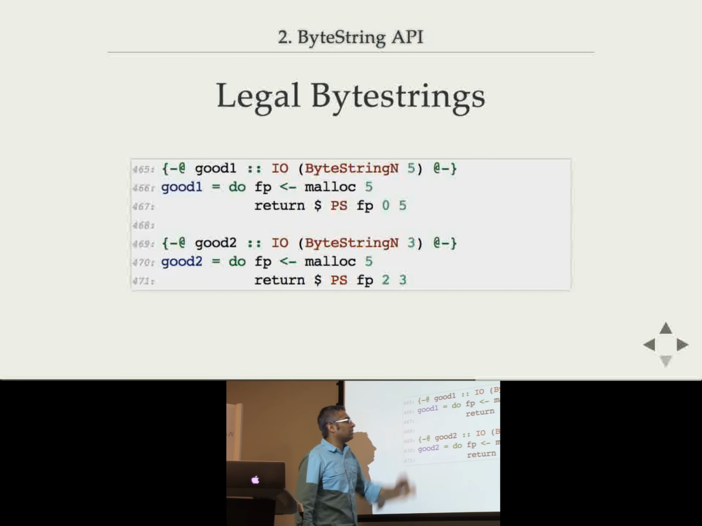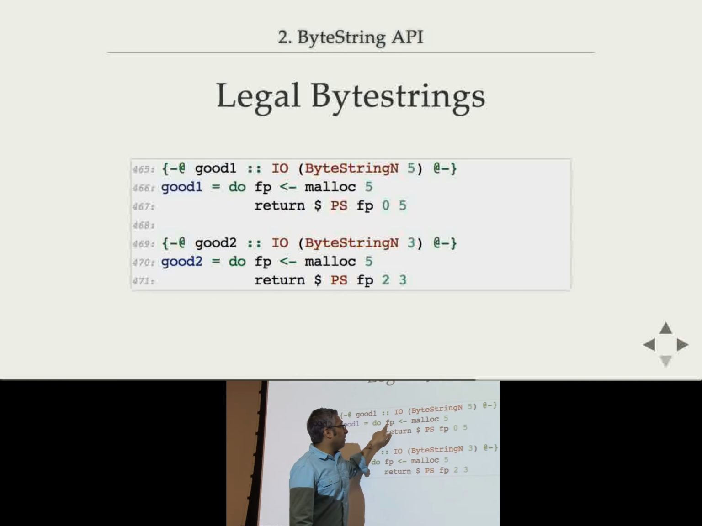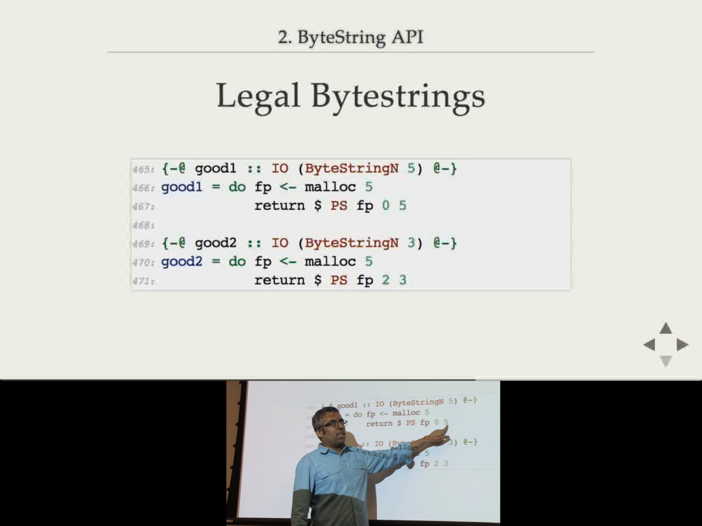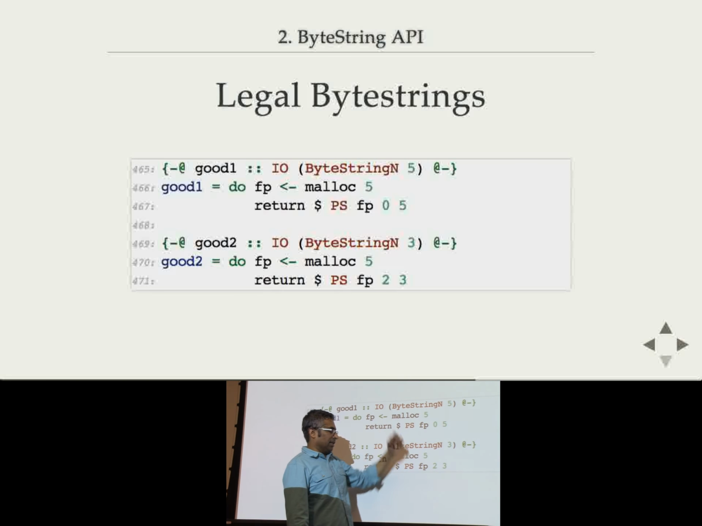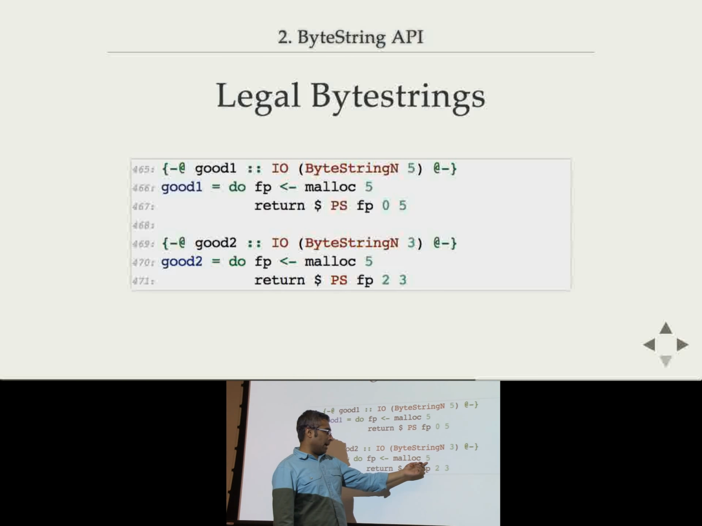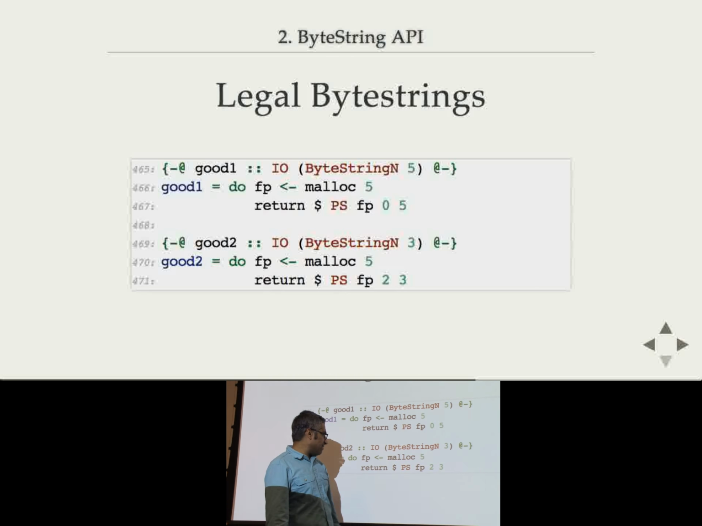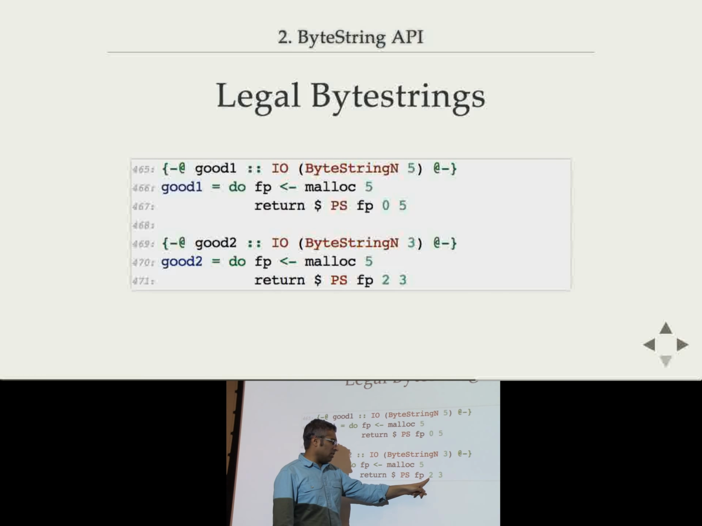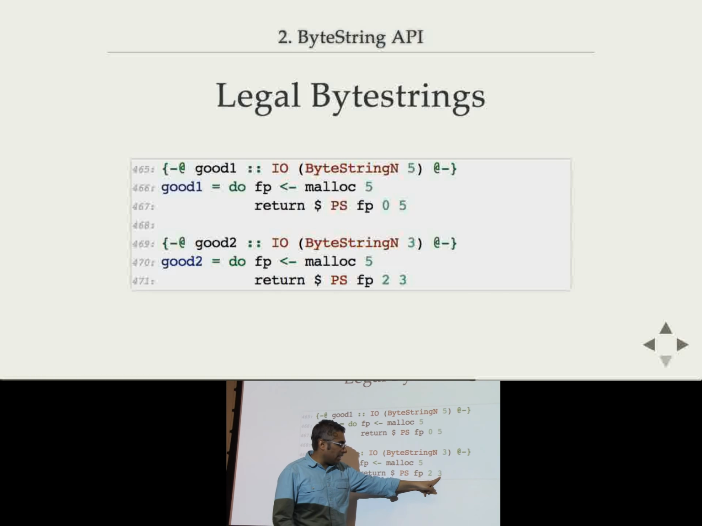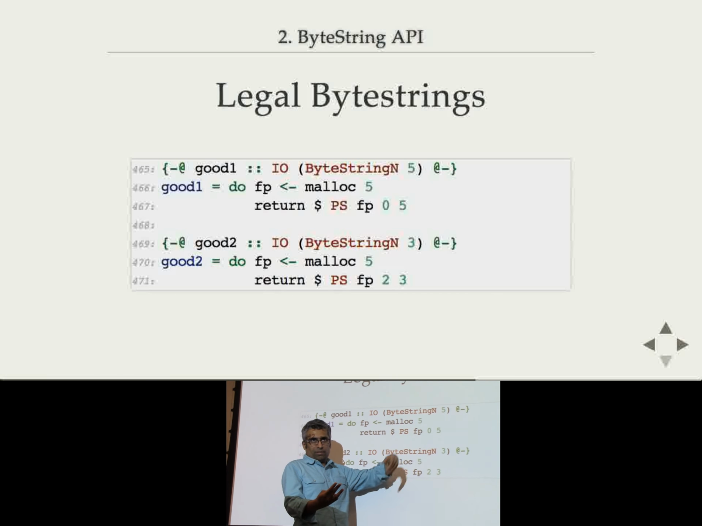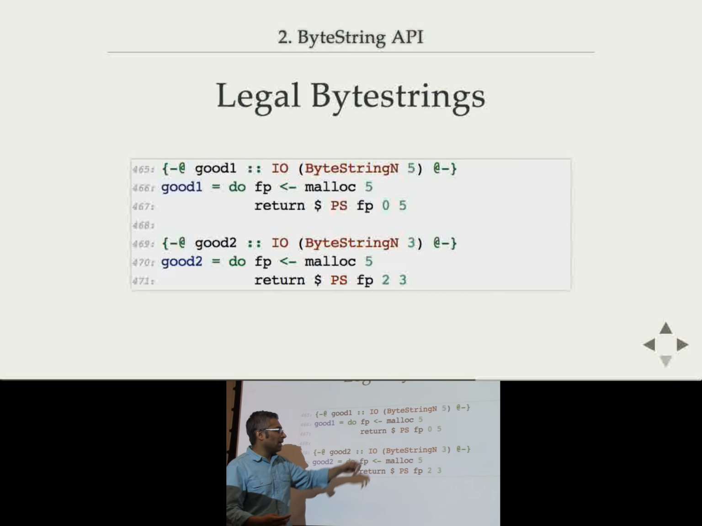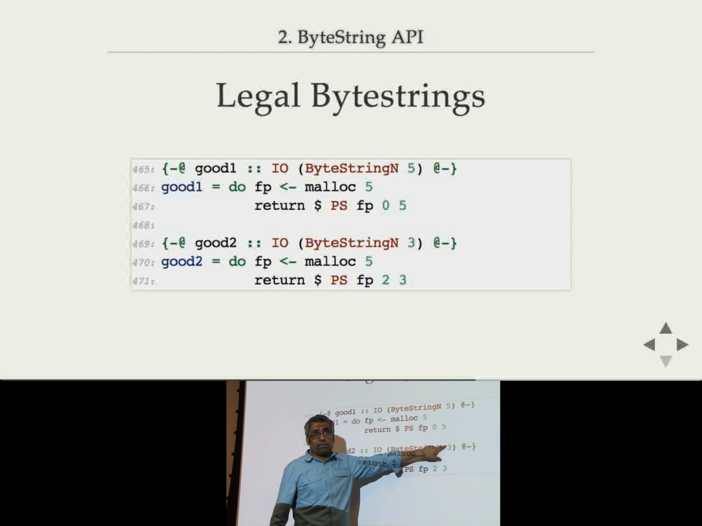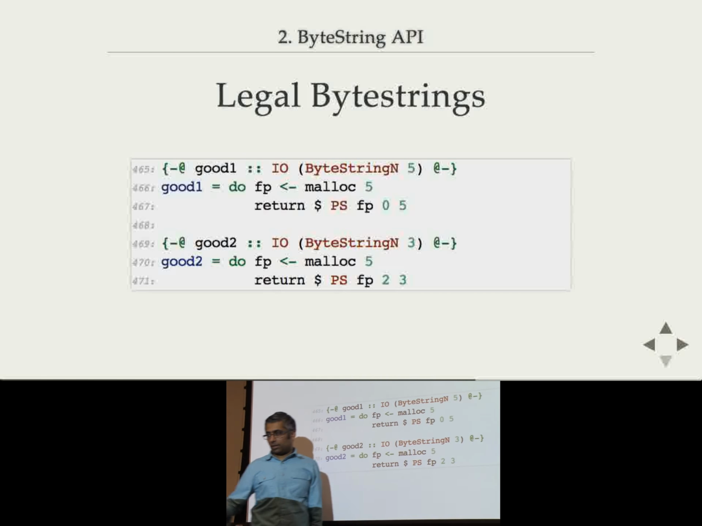Here's a good byte string. I do a malloc of 5, and then I create a byte string with that pointer. The offset is 0, and the length is 5. This is legit. I could also malloc 5, and then maybe I don't use all the 5 bytes. I just start at the offset 2, and I take the next 3 elements. So the first 2 bytes have basically gone to waste. In the first case, it's a byte string of length 5. In the second case, it's a byte string of length 3, even though the malloc is 5.